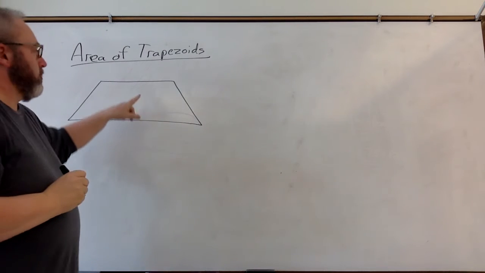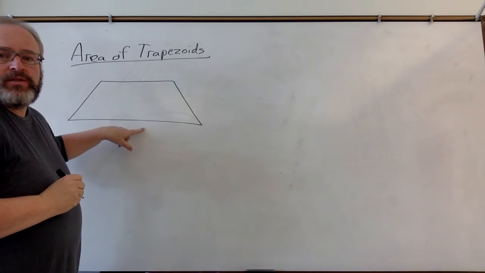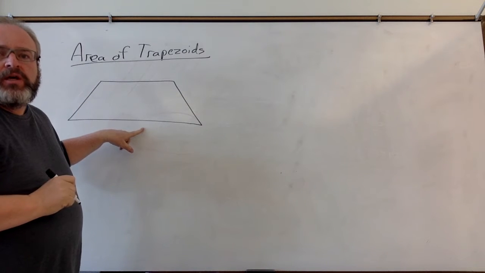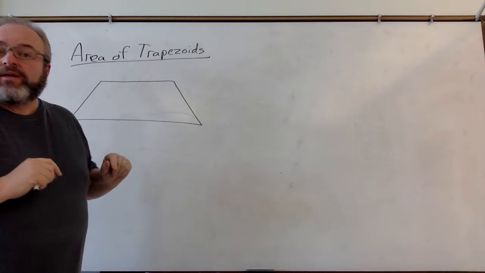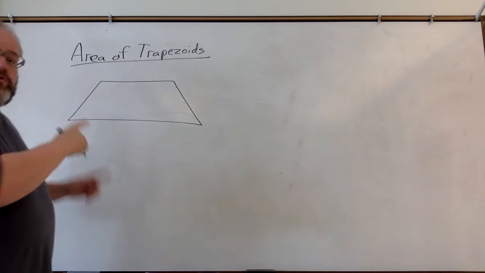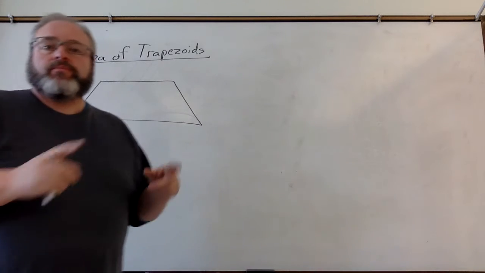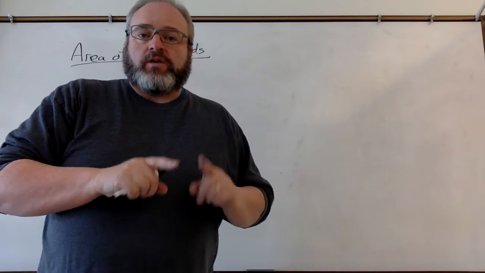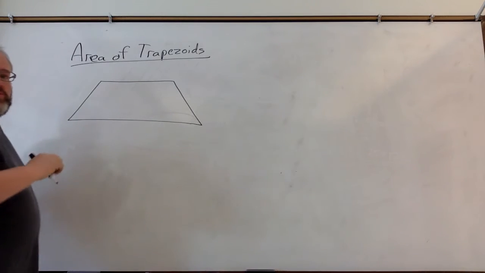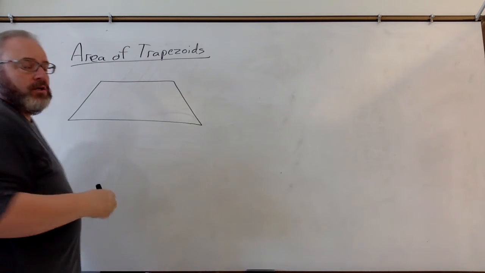A trapezoid has two parallel sides, often the top and the bottom, but doesn't have to be. And the other two sides can't be parallel. If the other two sides are parallel, we'd have a parallelogram. But one set of parallel sides. Let me show you the parts of a trapezoid that are going to help you find the area.